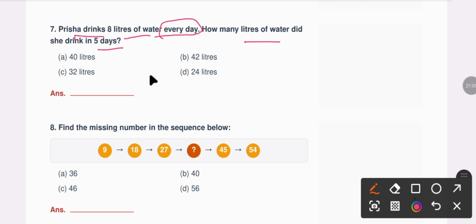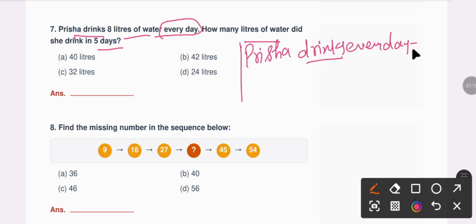So I'm writing here, Prisha drinks every day how much water? 8 liters. How many liters of water did she drink in 5 days?